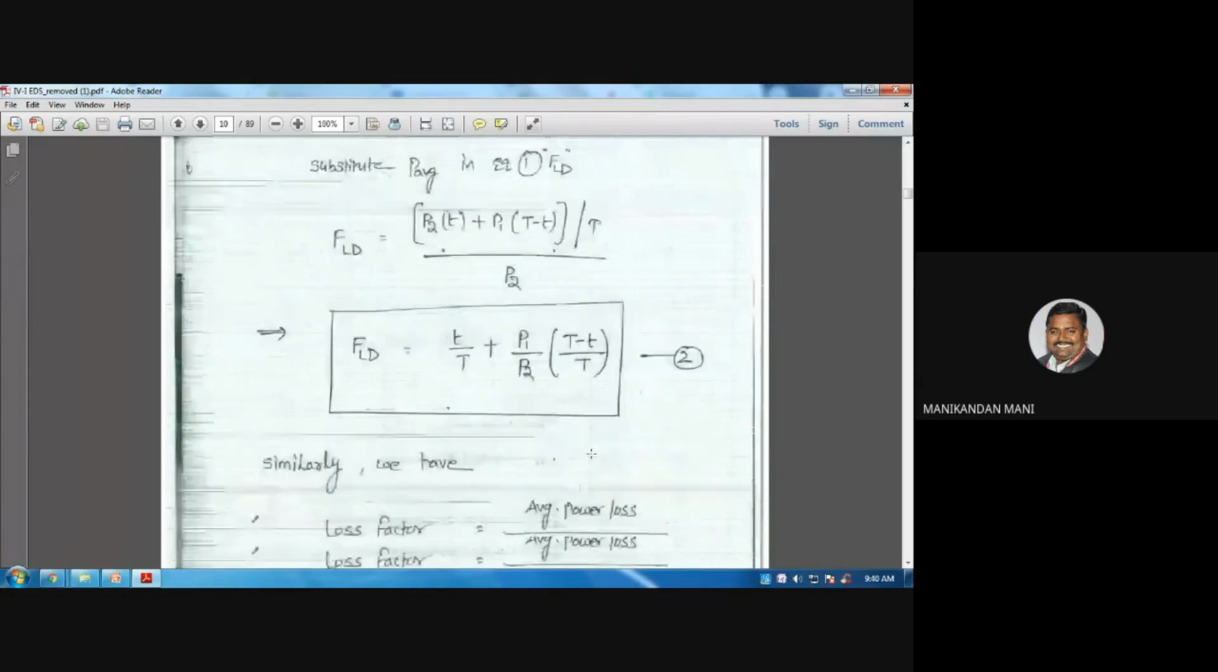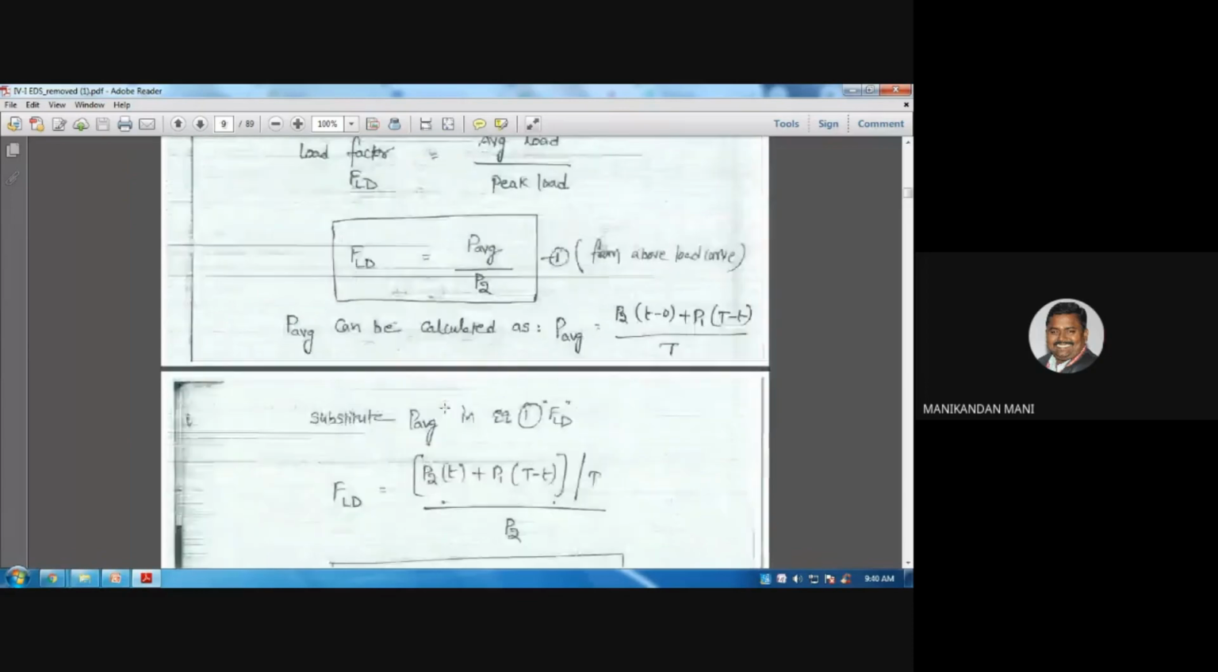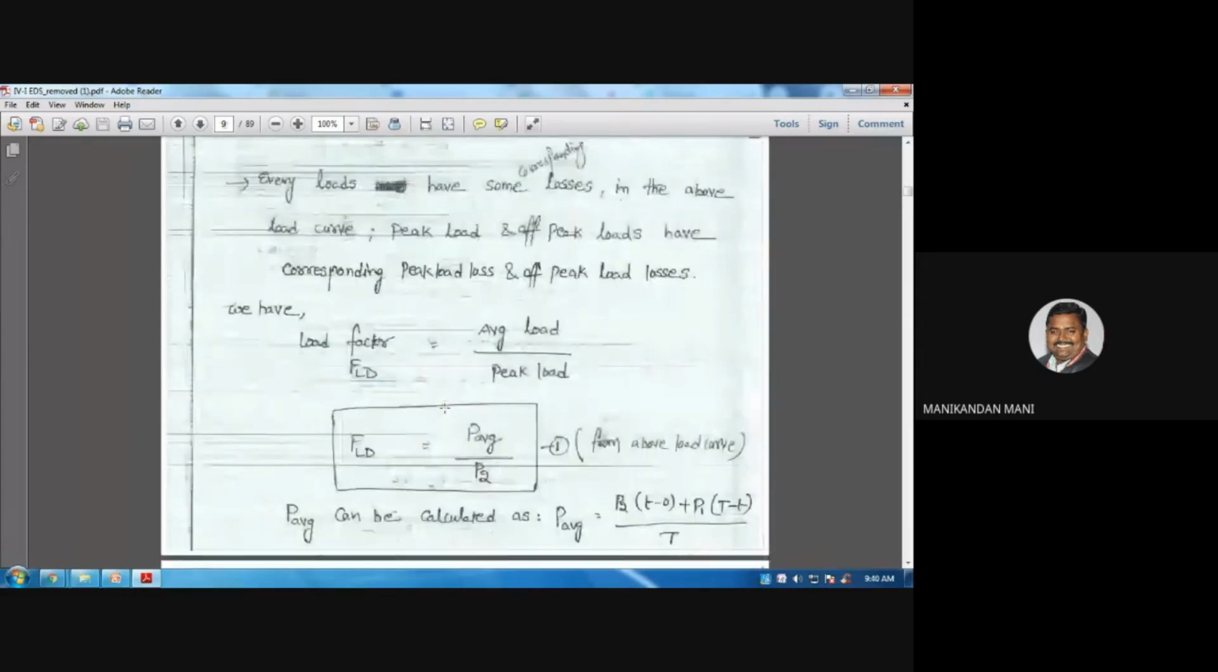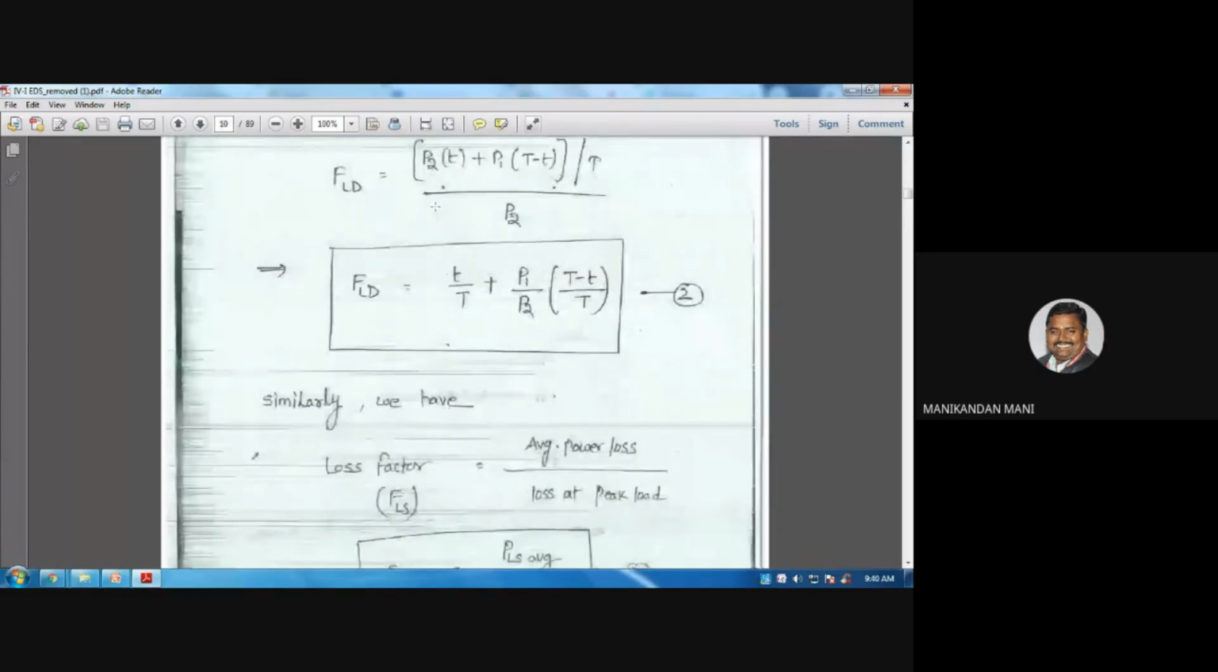Similarly, for the loss factor, we also need to calculate from the graph. So the loss factor is equal to the average power losses divided by the power loss at the peak load.